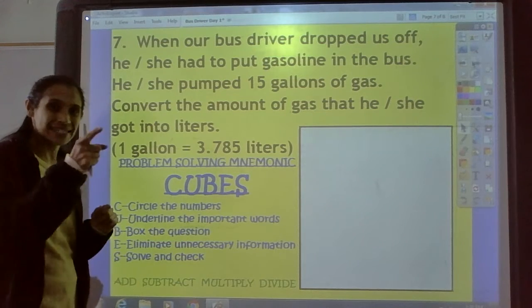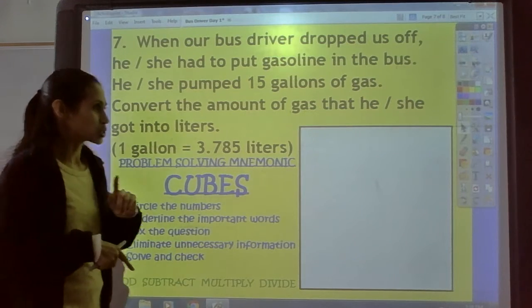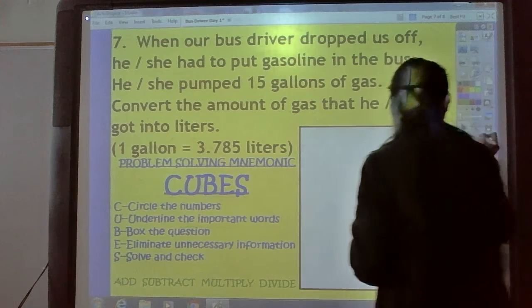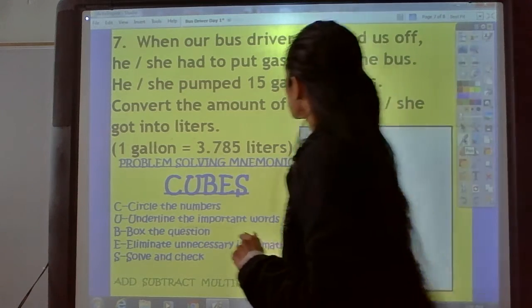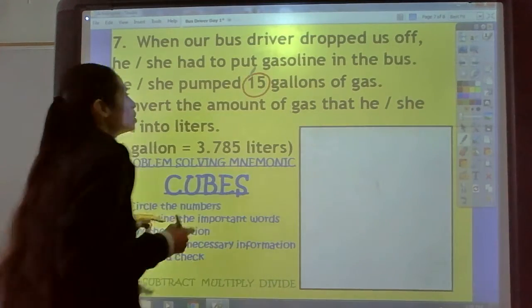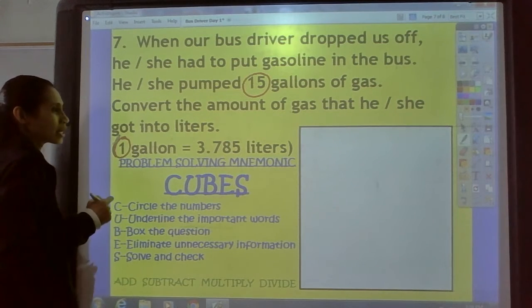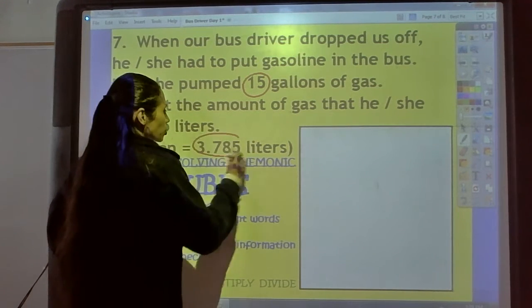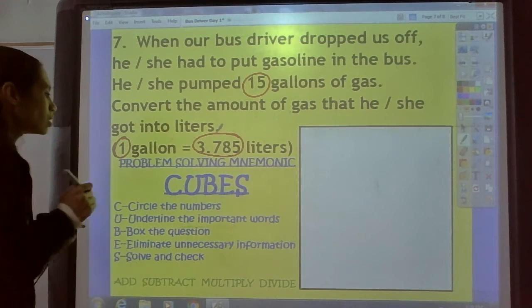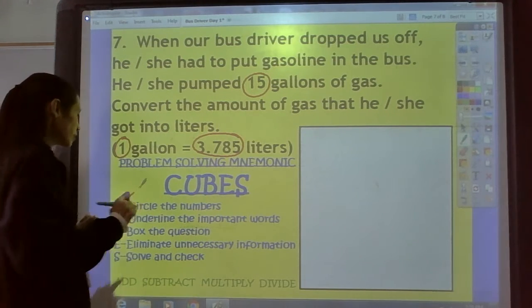First thing we do is C. Circle the numbers. Call out some numbers that you see. Let's see. What numbers do you see? Oh, 15. What other numbers do you see? 1 and 3.785. Oh, we're done with that C step.